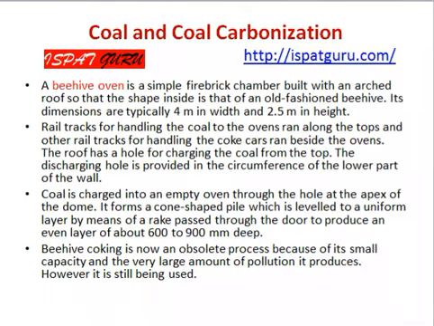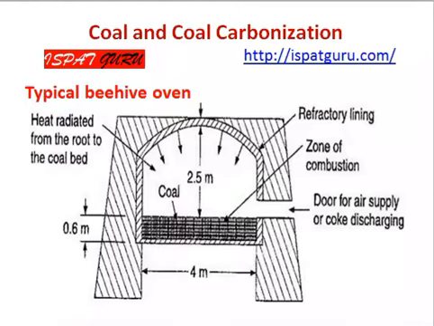Coal is charged into an empty oven through the hole at the apex of the dome. It forms a cone-shaped pile, which is leveled to a uniform layer by means of a rake passed through the door to produce an even layer about 600 to 900 mm deep. Beehive coke ovens are now an obsolete process because of their small capacity and the very large amount of pollution they produce. However, they are still being used.